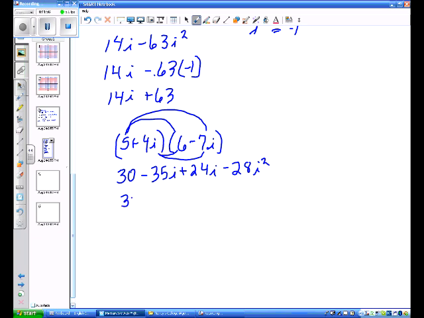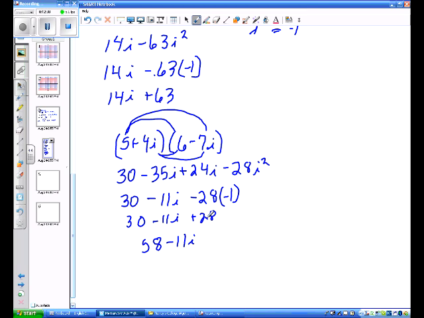Okay, combining our like terms, we're going to have 30, then we have a negative 35 plus 24, so negative 11i. And then again, we've got negative 28i squared, which would then be the same as times negative 1. So we've got 30 minus 11i plus 28. And now we've got like terms that we can combine. So we have 58 minus 11i. But we will always simplify our i squared. It's a negative 1. Basically, if you look at it, what it does is it changes the sign of that term.